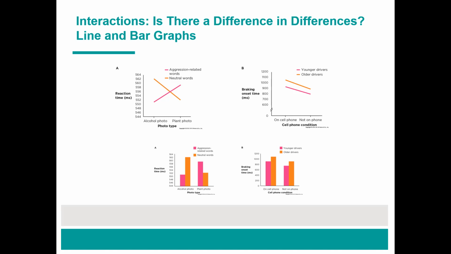Interactions can also be detected from bar graphs. In the bottom two bar graphs, imagine connecting the tops of the two pink bars and the tops of the two orange bars with straight lines. Would the lines be parallel or not? If the lines are parallel, then there's no interaction between your independent variables. If the lines are not parallel, then there's an interaction between your independent variables. So we can see here that there is in fact an interaction between photo type and word type in the left-hand bar graph, but that there is no interaction in the right-hand bar graph.